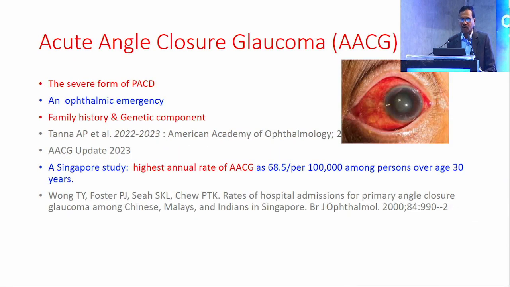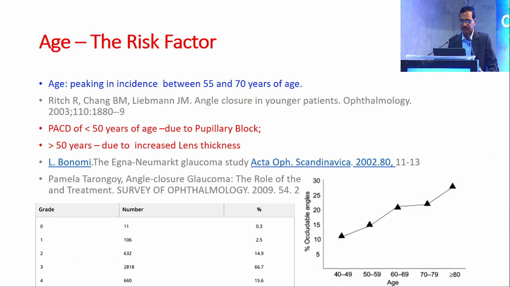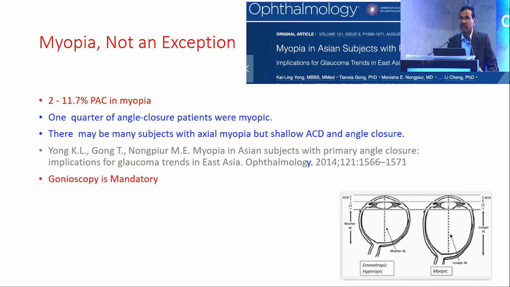In acute angle closure glaucoma, as you know, the family history plays a most significant role. These are all the risk factors, but genetic predisposition is most common. Age is the definite risk factor both for open angle glaucoma as well as narrow angle glaucoma. And the lens thickness is a major risk factor. As age advances, the thickness of the lens also increases. Myopia is not an exemption.